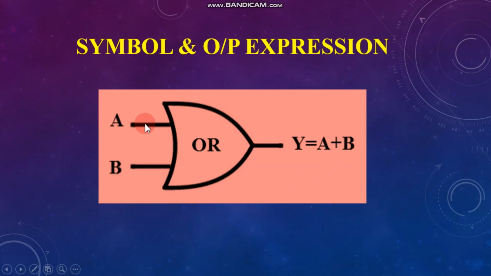Now if I give the input as X in place of A, and in place of B if I write L, the output Y is equal to X plus L. This is the way of writing the output expression. Expression is sometimes also called an equation. I hope this is clear. Inputs are A and B, the output is represented by the term Y, and Y is written as A plus B.